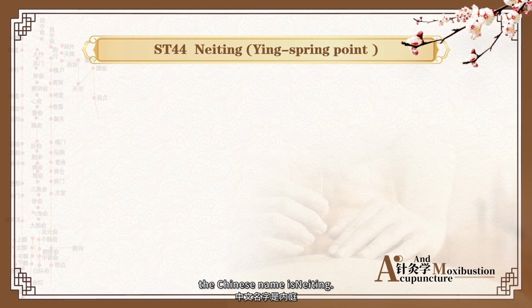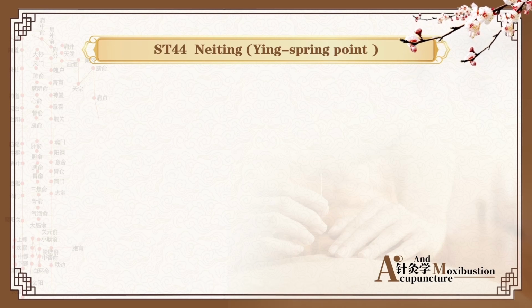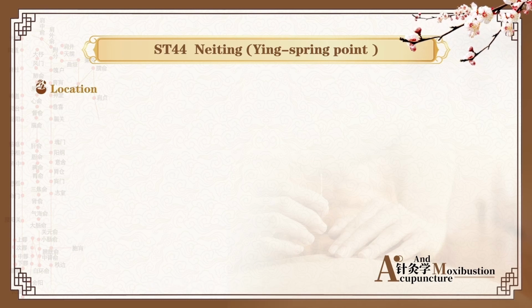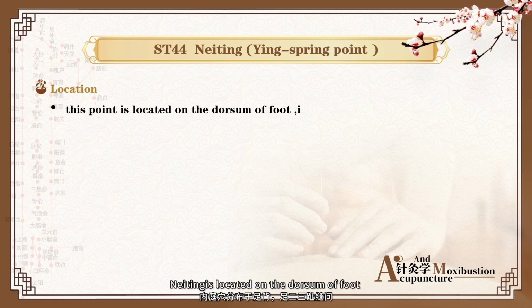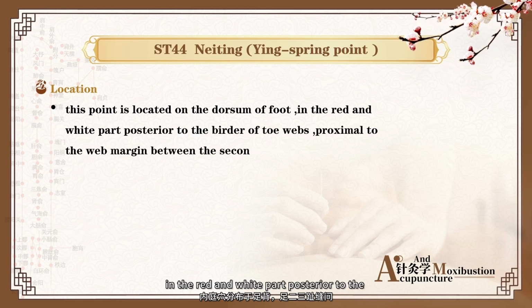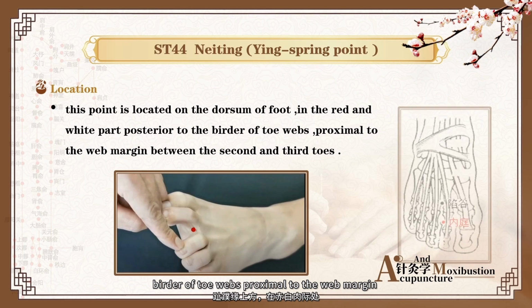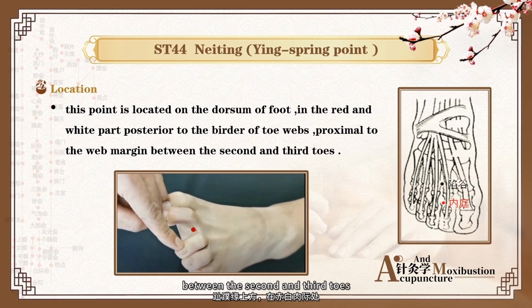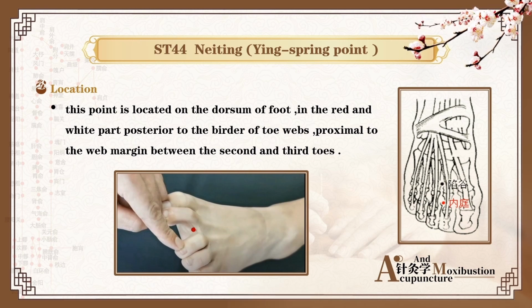After we have learned stomach 40, now we can study the acupoint stomach 44. The Chinese name is Neiting. First, we can look at the location of the acupoint. Neiting is located on the dorsum of the foot, in the red and white skin posterior to the margin of the toe webs, proximal to the web margin, between the second and third toes.